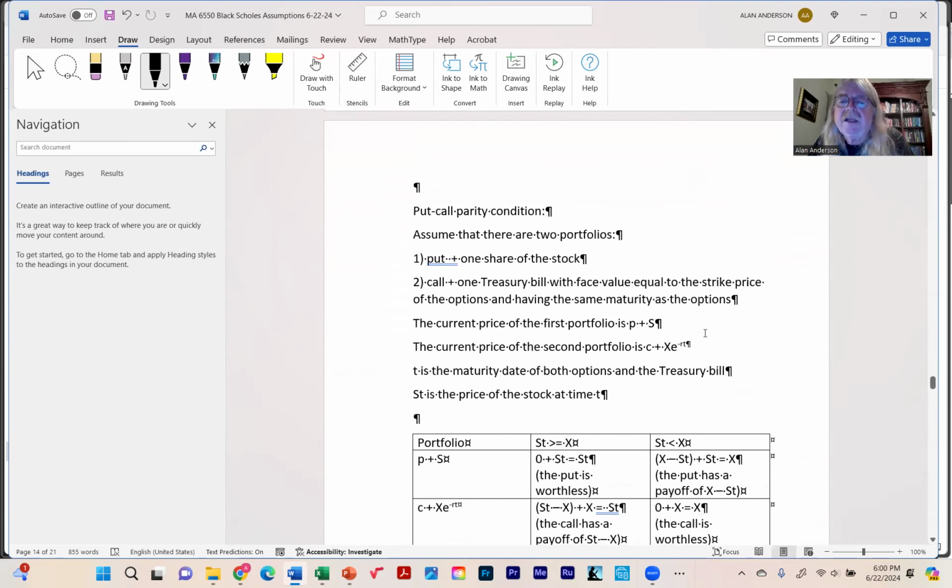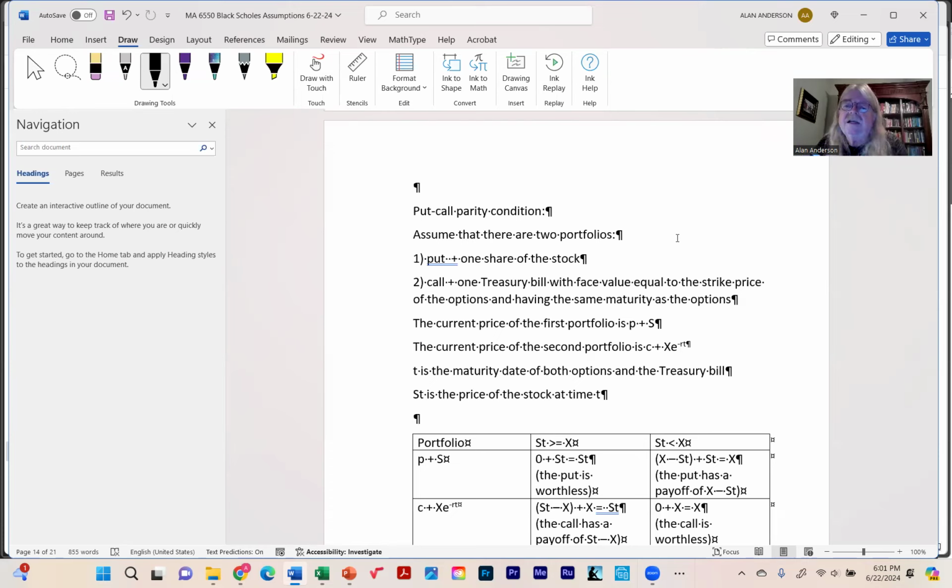Oh, this is coming up later. This is the put-call parity condition. This is what we need to apply to the Black-Scholes formula. Once we know the price of a European call option, we can price the corresponding European put option with this special condition called the put-call parity condition.